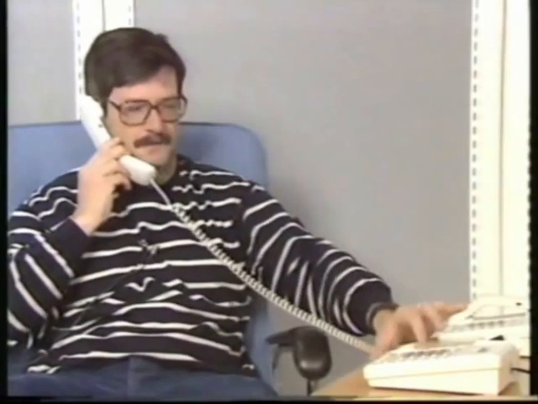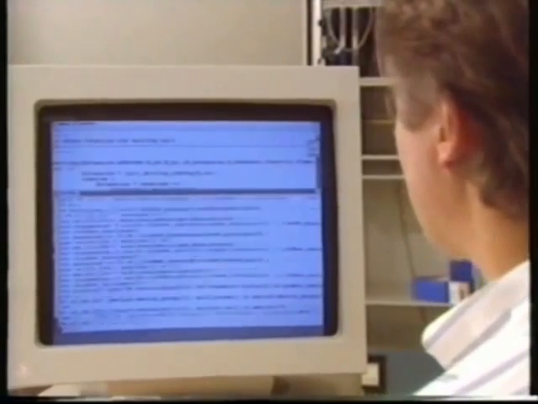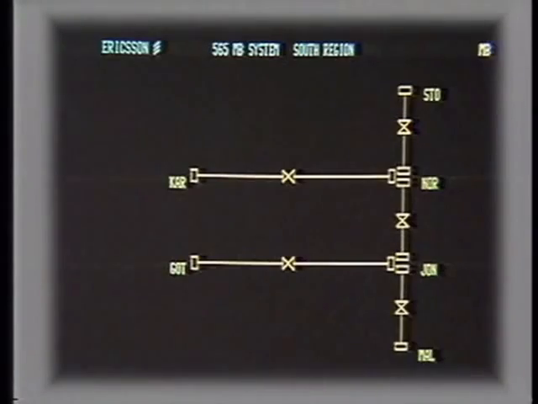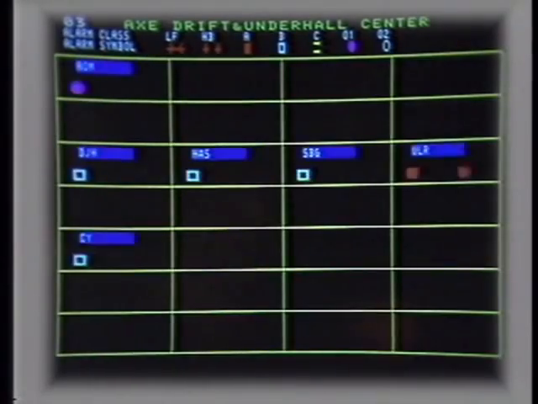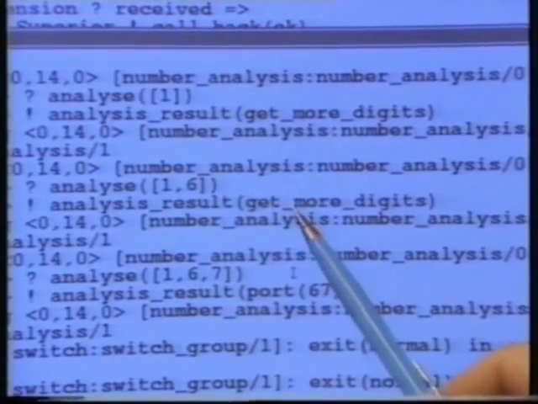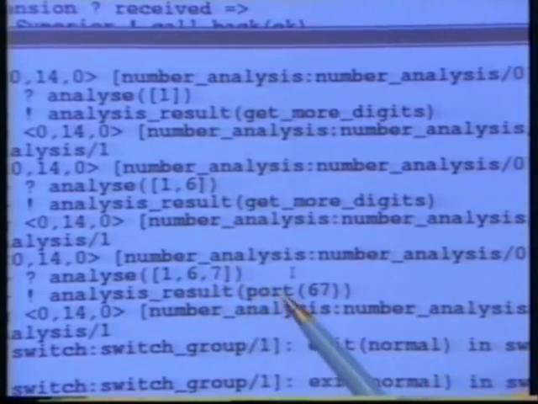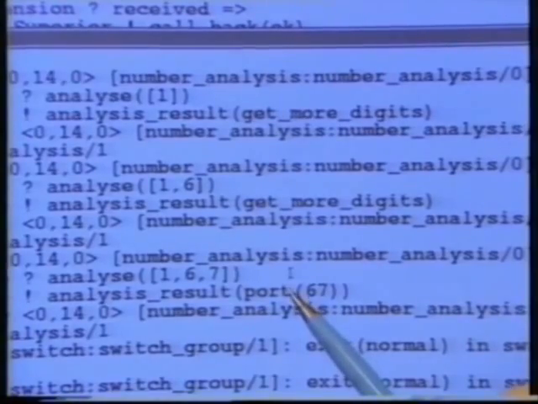1, 6, 7. What we see here is a symbolic trace of the communications to and from the number analyzer. Then it returned port 67, which signifies the hardware address of the telephone.